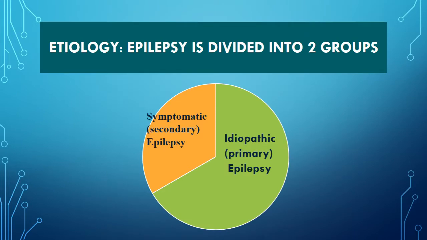2/3 of children with epilepsy have normal MRI brain, and no organic brain lesion can be detected in these children. It is called idiopathic or primary epilepsy. More than 90% of children with idiopathic epilepsy have positive family history of epilepsy, suggesting a genetic inheritance, and it's mostly autosomal dominant or non-Mendelian inheritance.